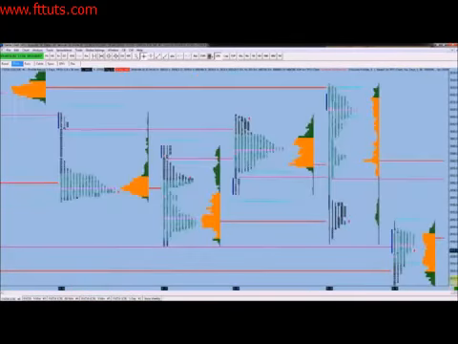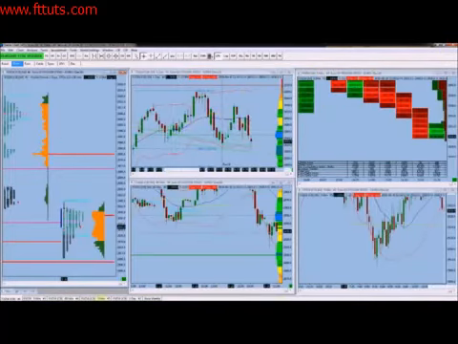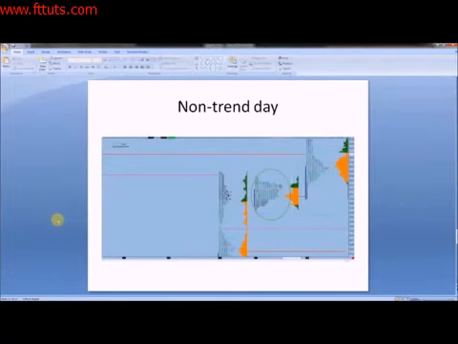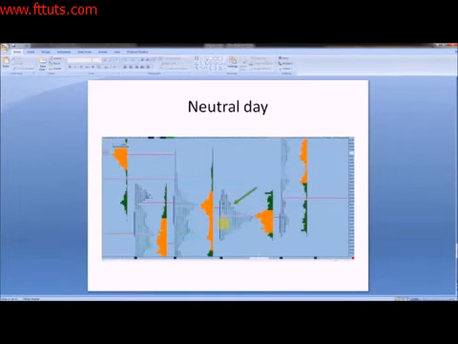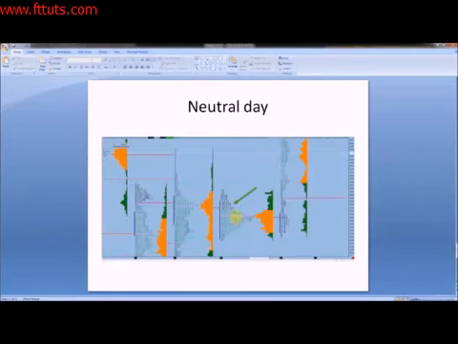So there is an art form around the science. It's never as easy as it says on paper. I'm always very, very keen to tell people that there is an art around the science of it, but that would be a very difficult non-trend day. Again, a neutral day, very, very similar to a non-trend day, marked by that probe either side of the initial balance, and we're failing to escape on either side of the initial balance.